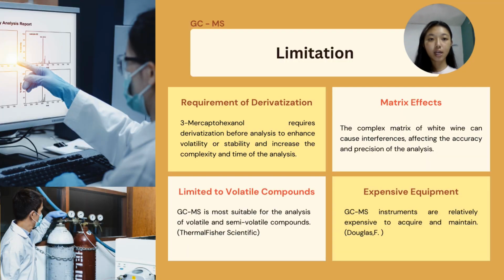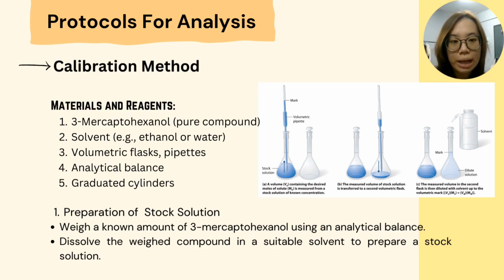First of all, 3-methylhexanol requires derivatization before the analysis to enhance volatility or stability. This additional step can increase the complexity and time of the analysis, whereby the complex matrix of white wine can cause interference, affecting the accuracy and precision of the analysis. Sample preparation and cleanup steps may be necessary to mitigate matrix effects. Moreover, GCMS is most suitable for the analysis of volatile and semi-volatile compounds. Non-volatile or high molecular weight compounds may not be well suited for this technique. GCMS instruments are also relatively expensive to acquire and maintain, which can be a limitation for smaller laboratories or research facilities.